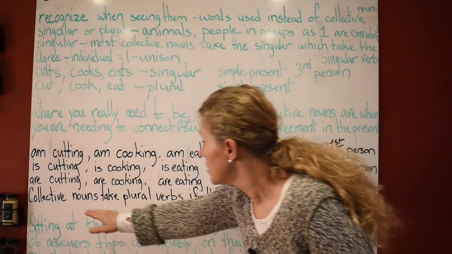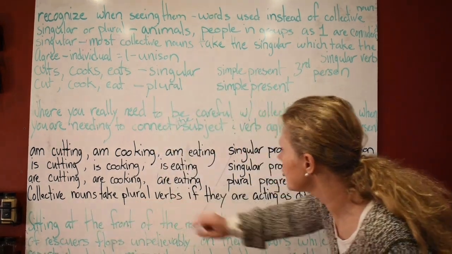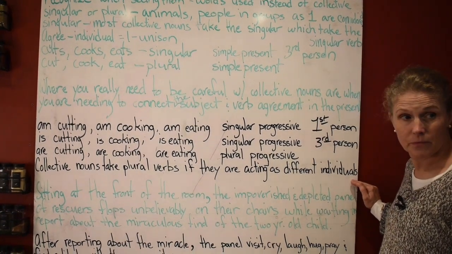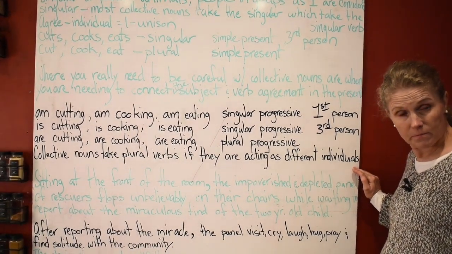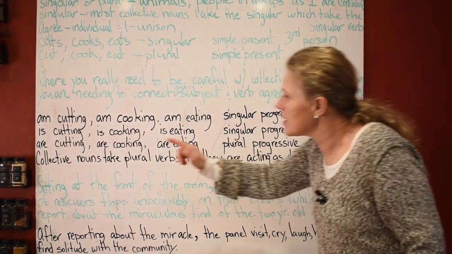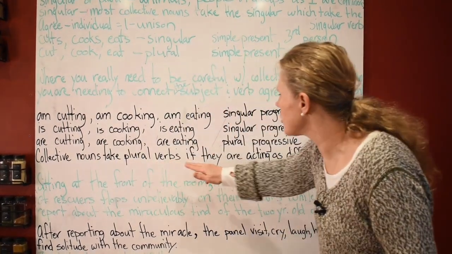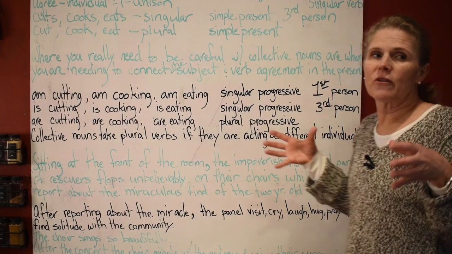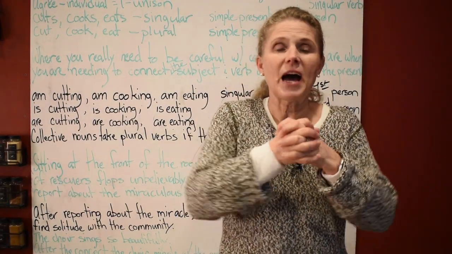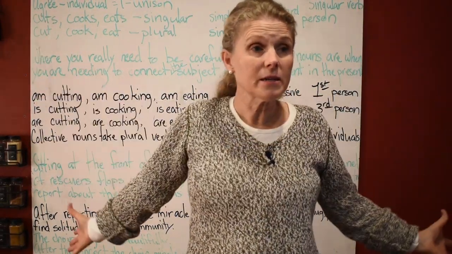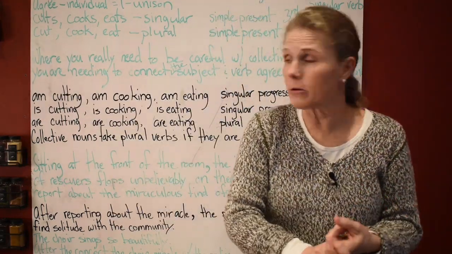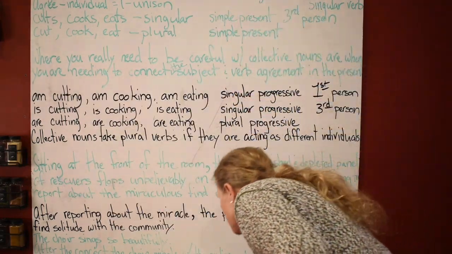Okay, watch this. Collective nouns take plural verbs if they are acting as different individuals. Do you see that, Paul? I'm going to read that again. Collective nouns take plural verbs if they are acting as different individuals. So if you have a collective noun that is acting separately in your sentence, then it needs to take the plural verb. Here are some examples.